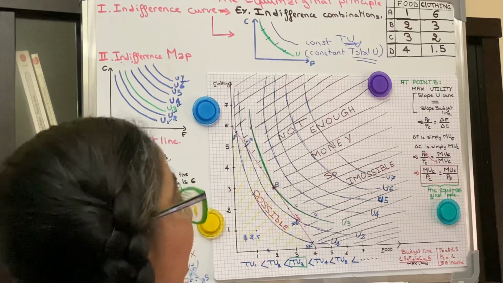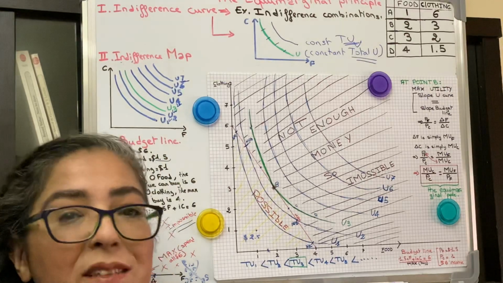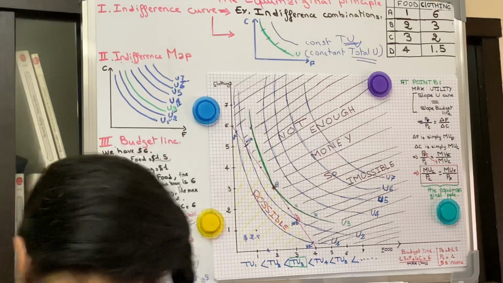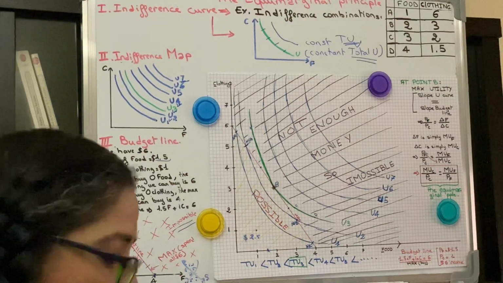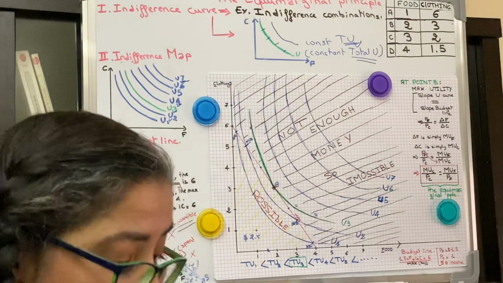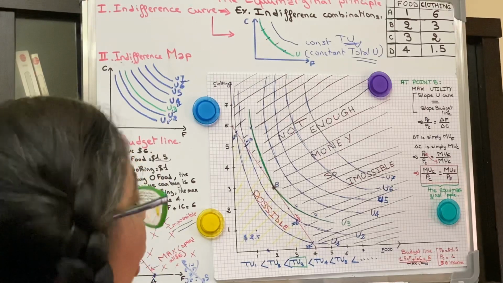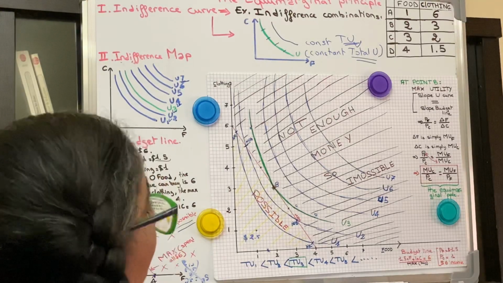Okay, so now let's see where I'm maximizing my utility. Okay, I bought some pens only for the paper and I'm not using them. That's not very good. Let's use the red one.